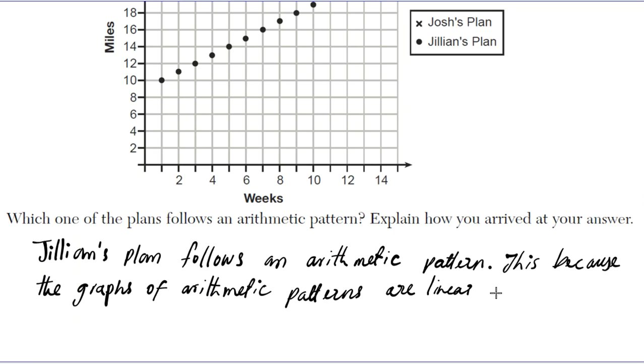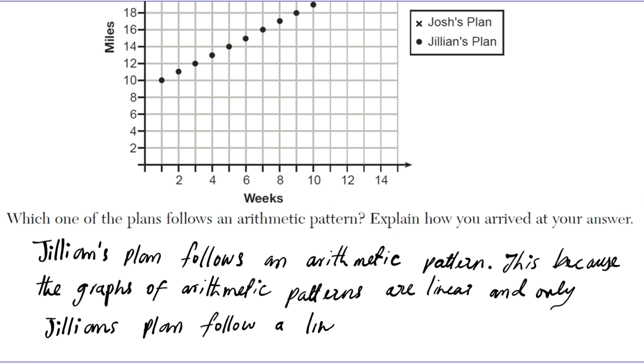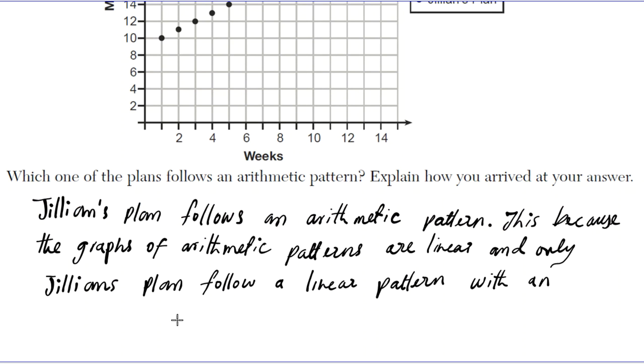Okay? They're linear, and only Jillian's plan follows a linear pattern. Okay, a linear pattern with what? With an additive growth constant, also known as the slope, with an additive growth constant of what? What's the slope? Additive growth constant of 1 mile per week.